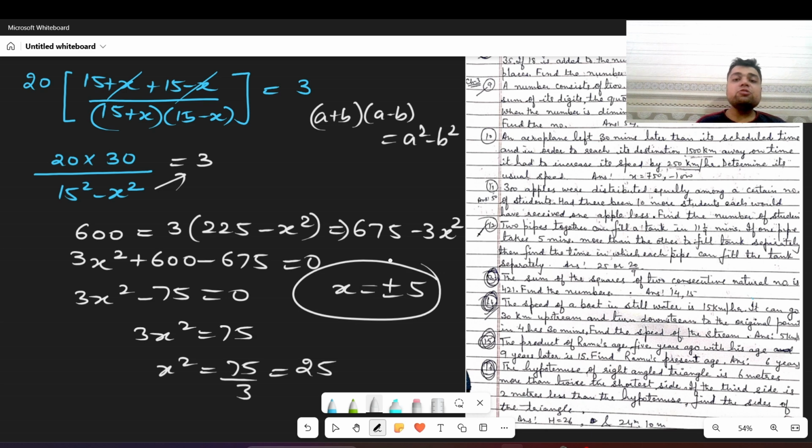Now we are talking about speed, right? Speed of stream. So we will prefer positive. So x will be 5 km per hour. This will be the answer. Is that clear? Let's see the next question.